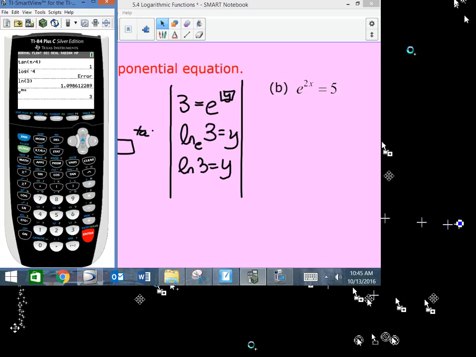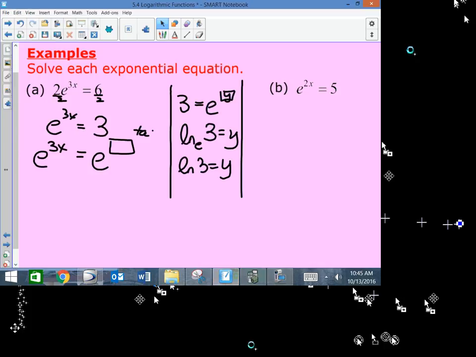Okay? What did I just do? We said 3 was e to the ln 3, correct? I'm going to show you how to do it better than I just did, because we don't have to do all that. But that's now 3x equals what?